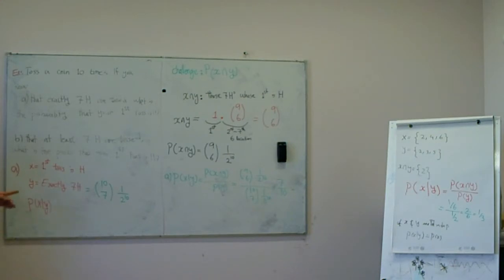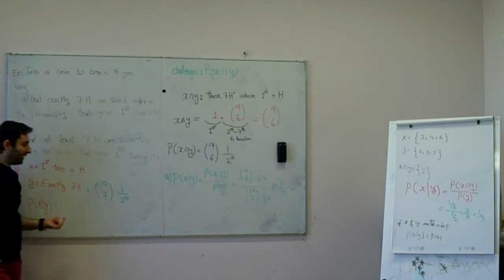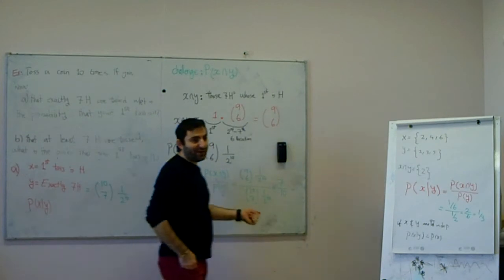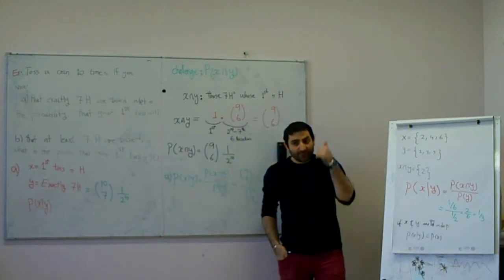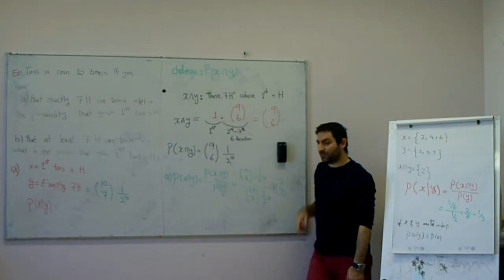We have calculated that the probability of exactly having 7 heads was 0.11, but the probability of having 7 heads, given that the first one is head, is 0.7.